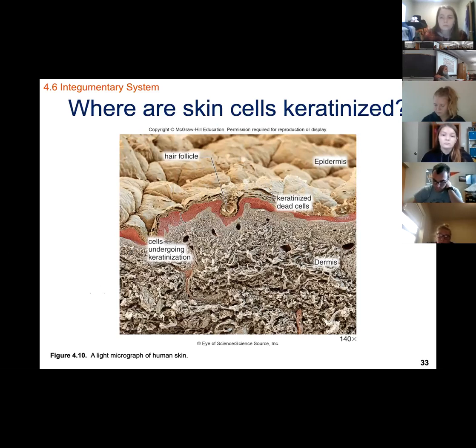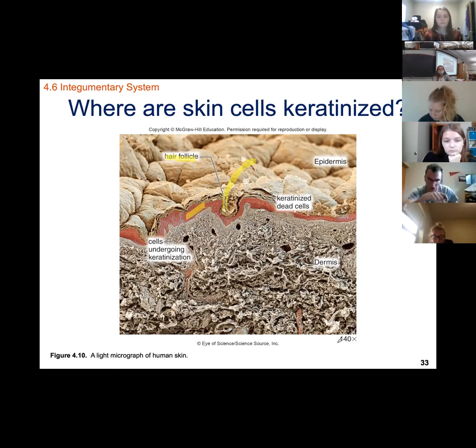So this is a little bit of a zoomed in picture of your skin. So here you have that hair follicle. This is where hair could grow out of if it wanted to. You then have the keratinized dead skin cells, which are what you guys see every single day. This is the epidermis. Then underneath, you have that dense connective tissue of the dermis. These in between are the cells that are going through that keratinization. They're dead cells that have not been keratinized yet. So there's the difference a little bit between the epidermis and the dermis.